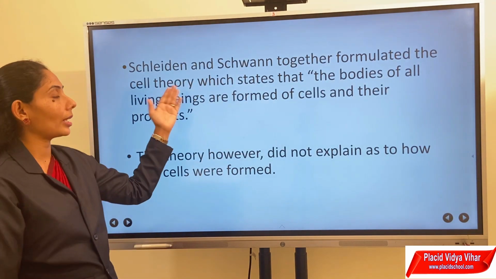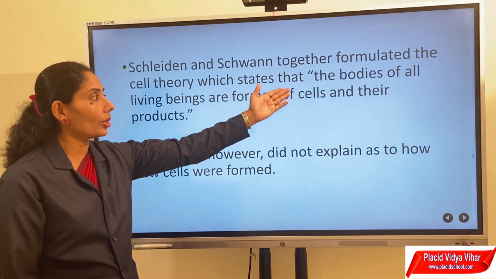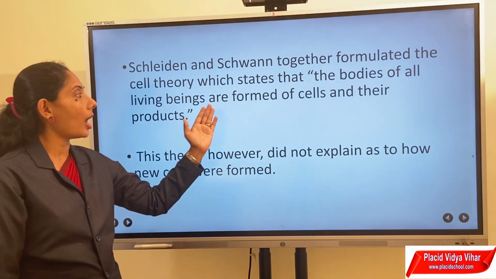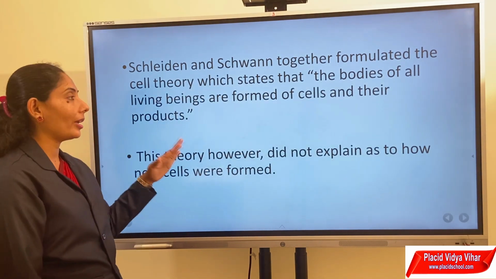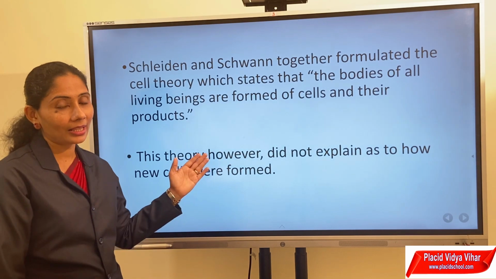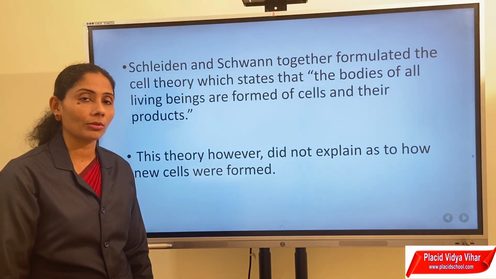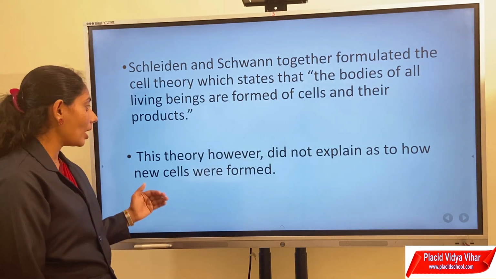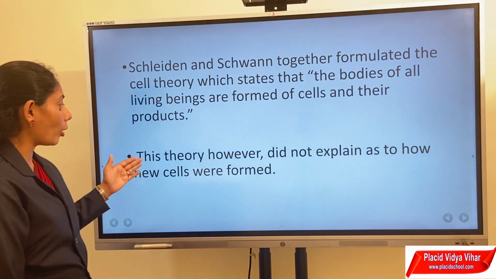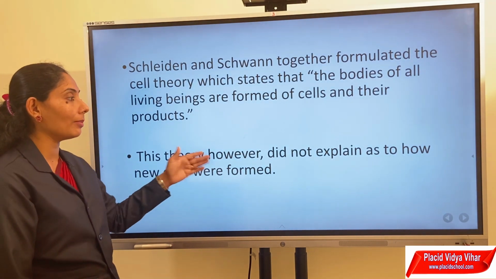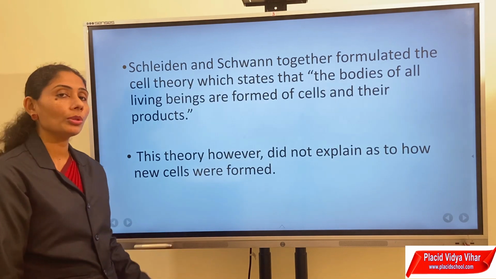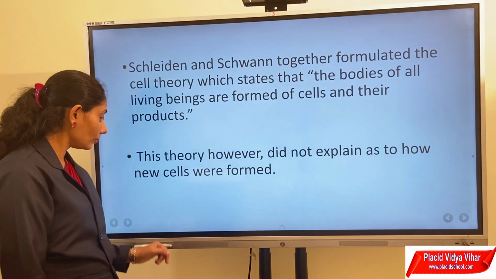So they formulated the cell theory, which states that the bodies of all living beings are formed of cells and their products. And these cells are the structural and functional unit of all living organisms. But there was one problem with this theory. This theory was unable to explain how new cells were formed.